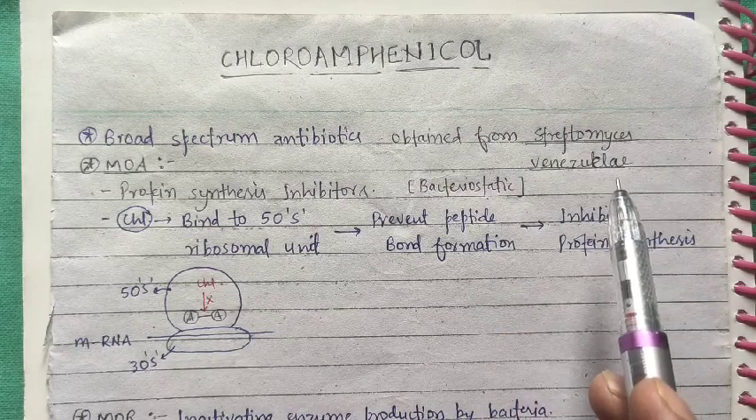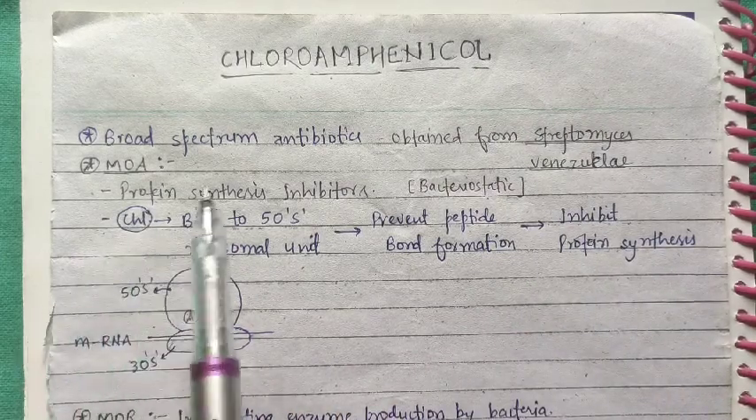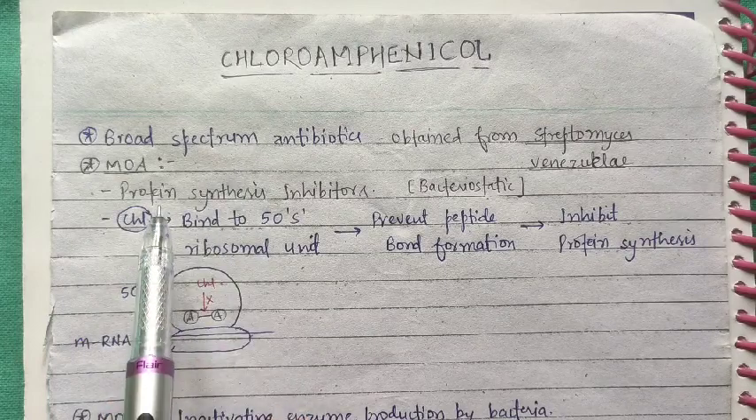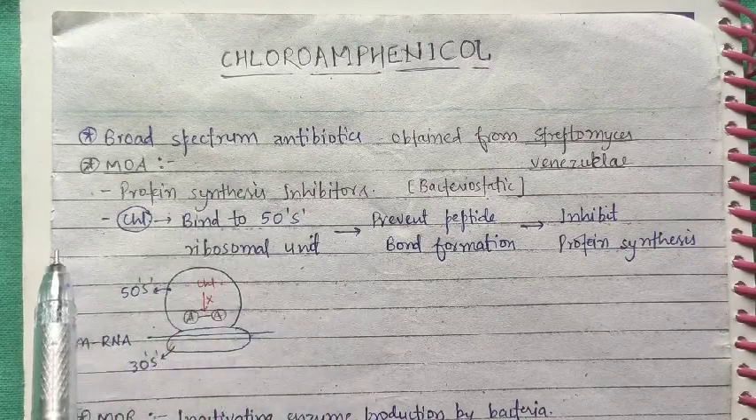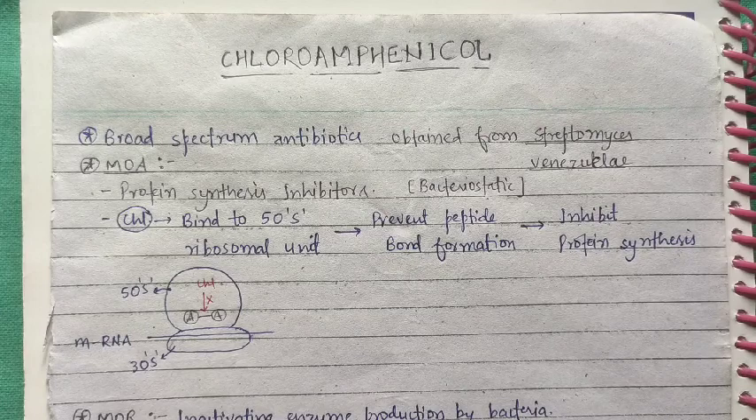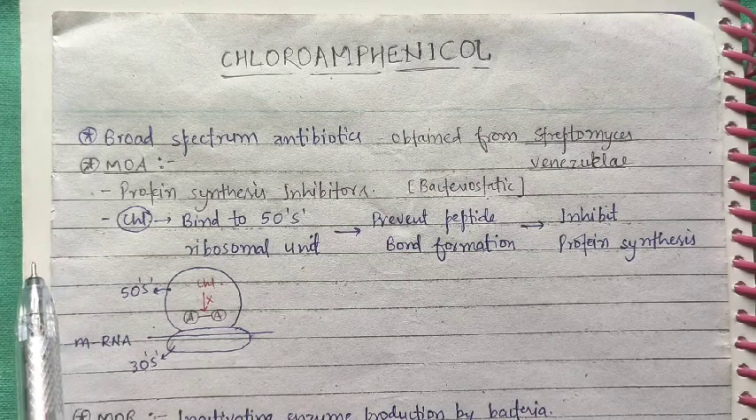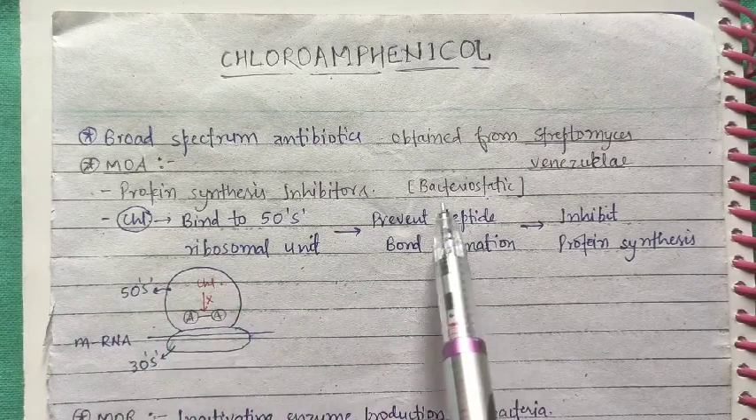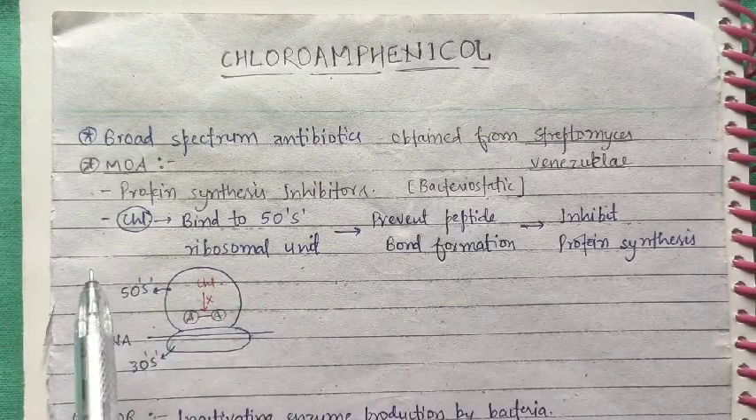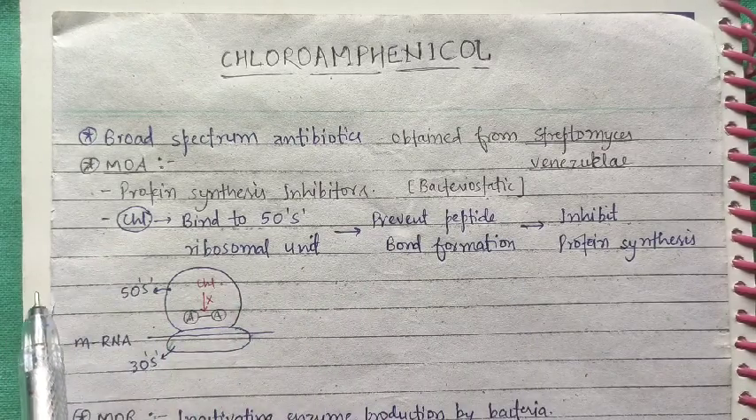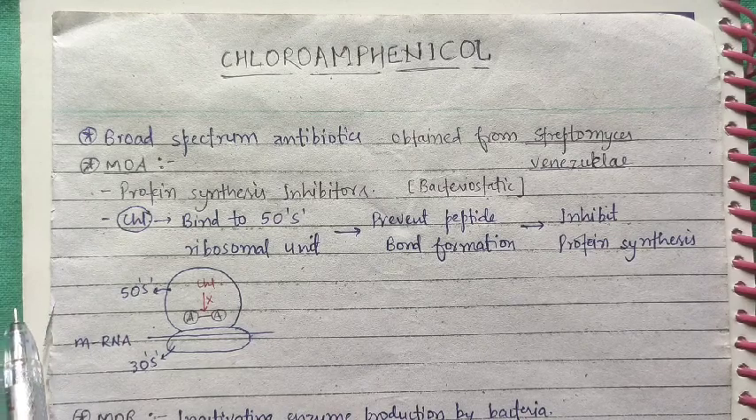Now we are going to discuss its mechanism of action. As we know, chloramphenicol is a protein synthesis inhibitor. It means it inhibits the synthesis of protein inside the bacterial cell. And we know all protein synthesis inhibitors except aminoglycosides are bacteriostatic. Now we will look at how chloramphenicol inhibits protein synthesis inside the bacterial cell.